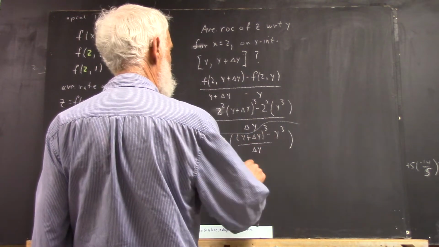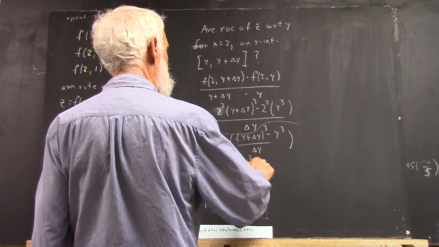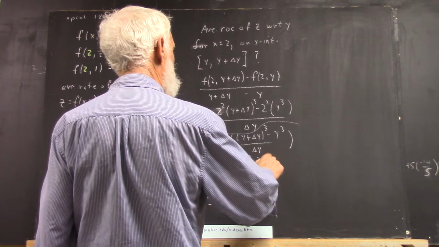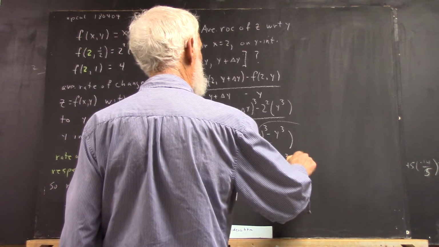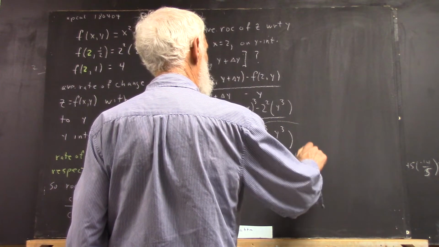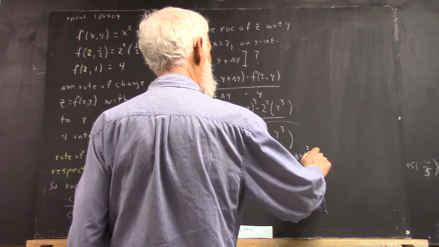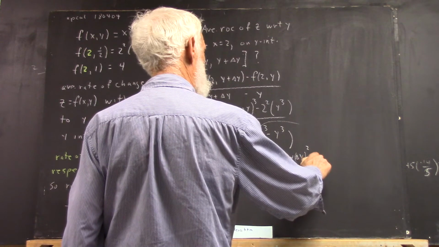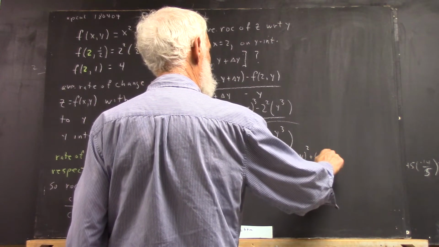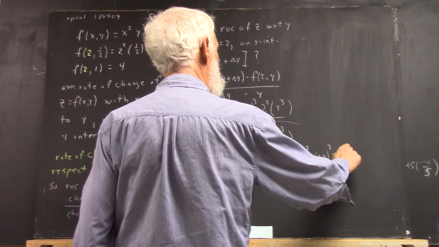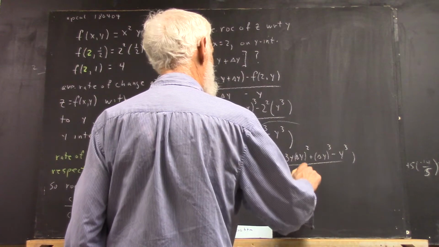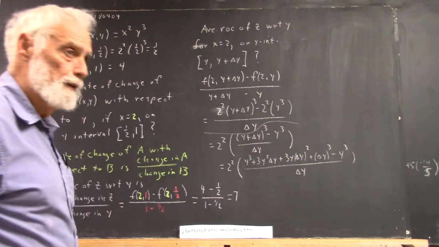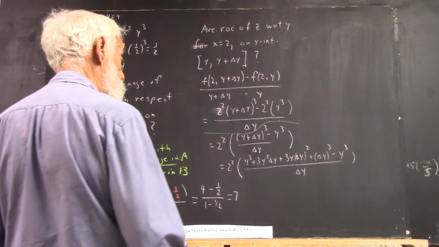That (y plus delta y) cubed is y cubed plus 3y squared delta y plus 3y delta y squared plus delta y cubed minus y cubed over delta y, and then I ask you to expand that, which you easily could have, okay?